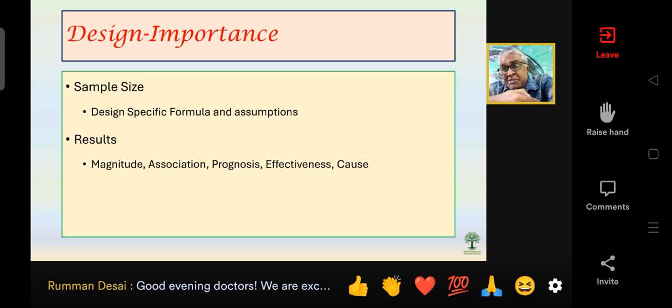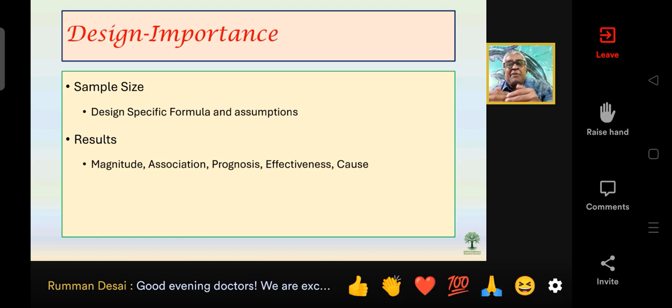When we talk of results, it can be we want to know the magnitude of a condition. We want to know what is associated with this condition. Maybe we are looking at prognosis. Maybe we are looking at effectiveness of interventions. Maybe you are looking at what causes this particular condition. But for each of these factors, we must apply a specific design. So if we apply a wrong design, we won't be able to comment and reach a conclusion on these factors.